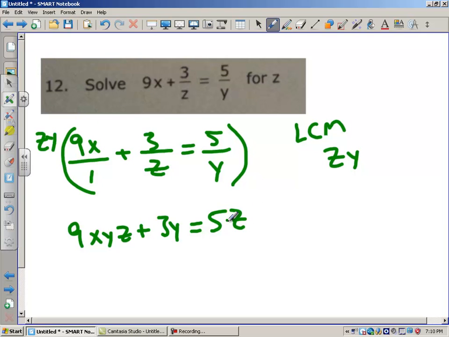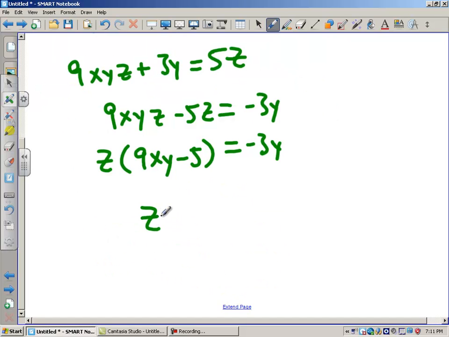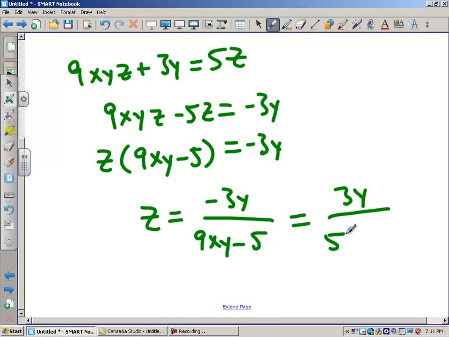So to solve for z, that means we're going to get z on one side by itself and everything else on the other side. So I'm going to subtract 5z from both sides, bring this 5z on this side, and then I'm going to subtract 3y from both sides as well. I brought everything together that had a z in it on one side, and then I'm going to factor that z out. And then I'm just going to divide through, and I will get that z equals negative 3y over 9xy minus 5, which, by the way, I don't know how your answer key looks, but that's the same thing as positive 3y over 5 minus 9xy. So I don't know what version he has it in. Either one of these work.